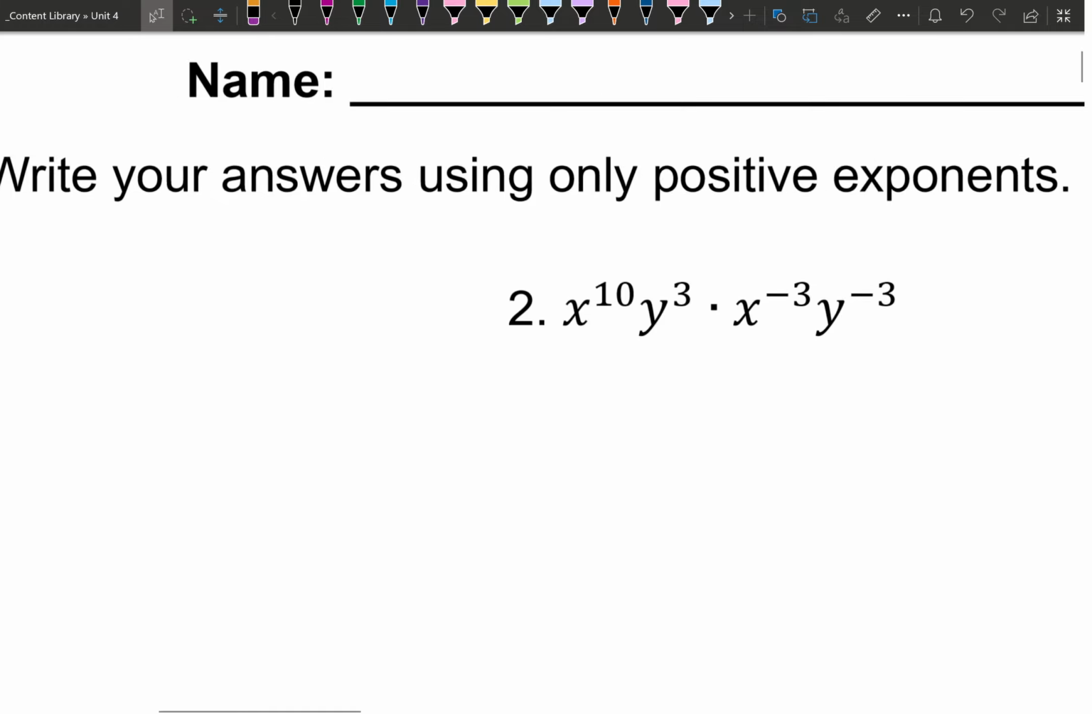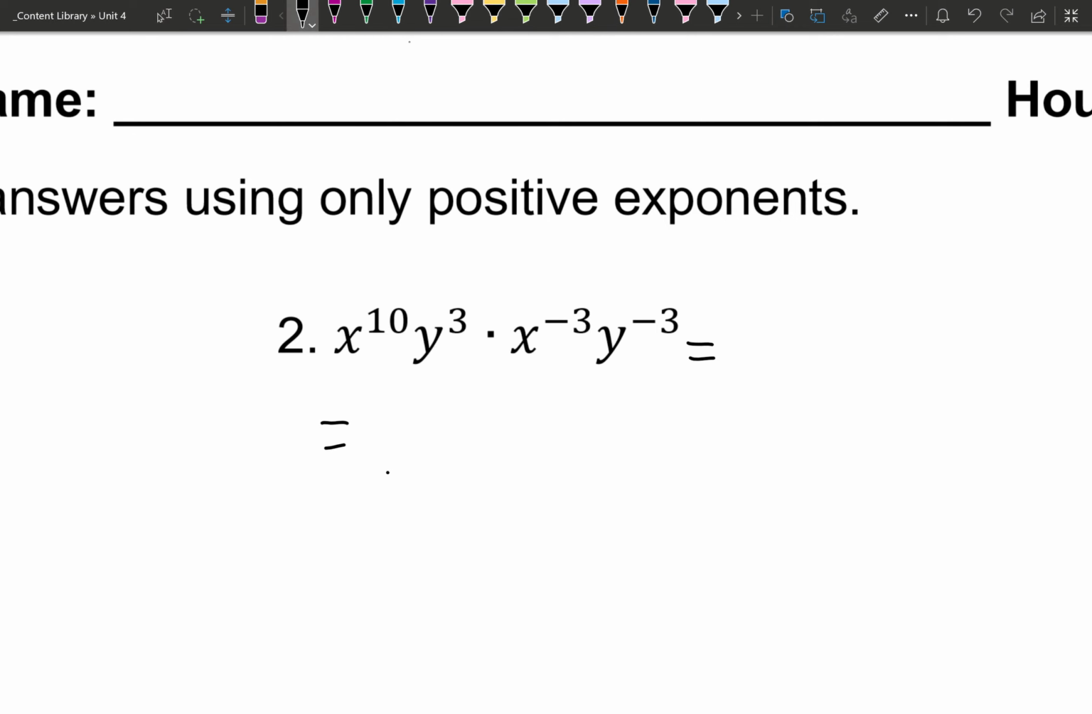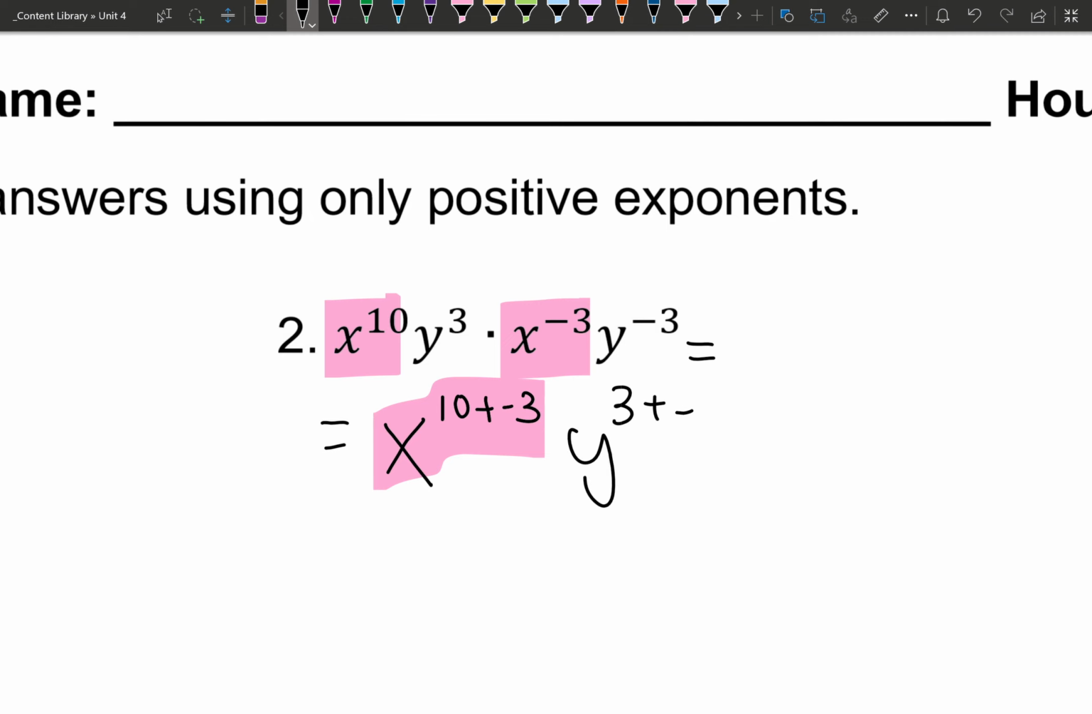Number 2. Here we don't have a fraction, we do have negatives. However, first, let's do the product rule, which means if we have two of the same bases and they have various exponents, we can add those exponents, which means for my x's, I can do 10 plus negative 3 because those are both x's. And then for the y, I'll have 3 plus negative 3, because those were the exponents for the y's.